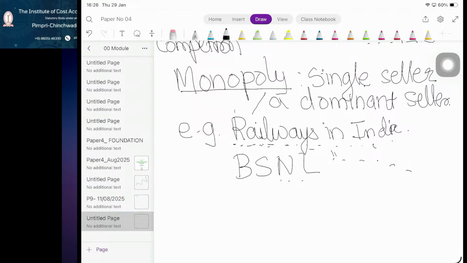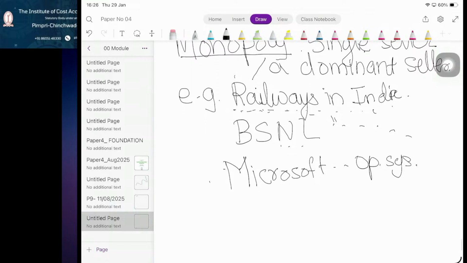Now just write. No, not only that. Even if you think of Microsoft, which produces the operating systems, so world over, most of the PCs have the Microsoft operating system. There are companies which sell operating systems. It's not that only Microsoft does, but Microsoft is the dominant seller. So these are all examples of monopoly. Did you understand?